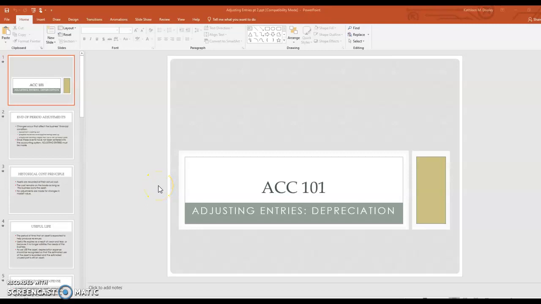Okay, here we're going to take a look at the second part of adjusting entries, and this specifically looks at what we call depreciation.